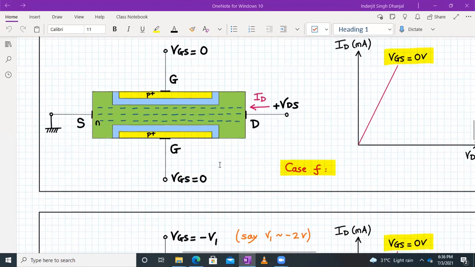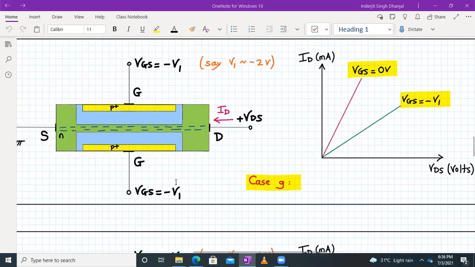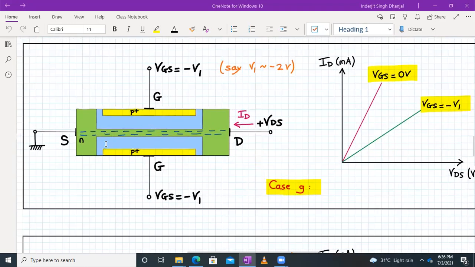because we are having a very small increase in the VDS. The VGS value is going to minus 2, but the VDS condition remains the same, very small. So for small values of VDS, the channel is again acting as a resistor, but right now the channel resistivity has increased because the area is reduced.